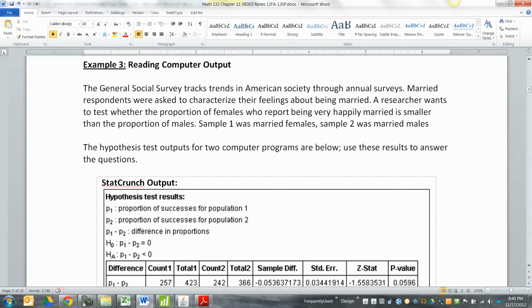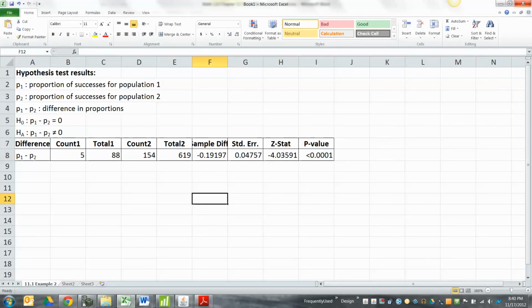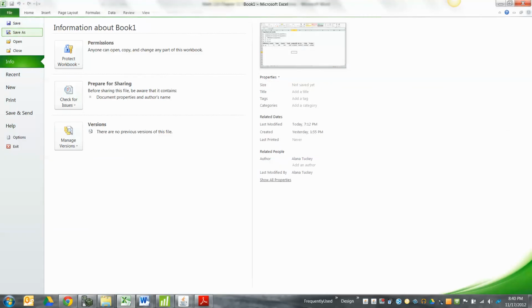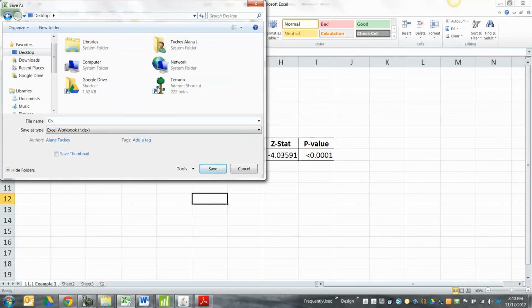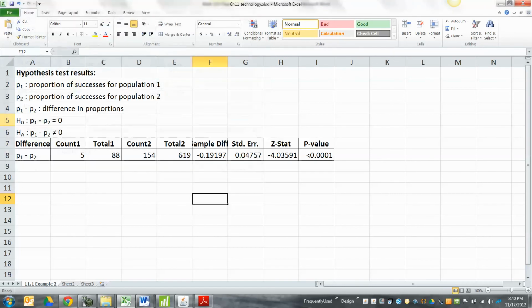Moving on to example 3, let's just make sure that we know how to analyze that lovely StatCrunch output that we learned how to find before. Ooh, I better save this. I want to start saving my technology file right now. Chapter 11, technology. All right.